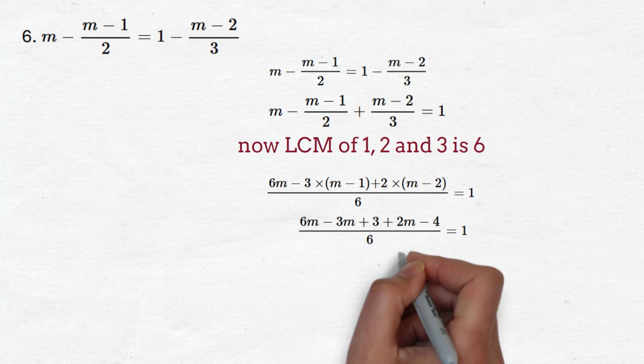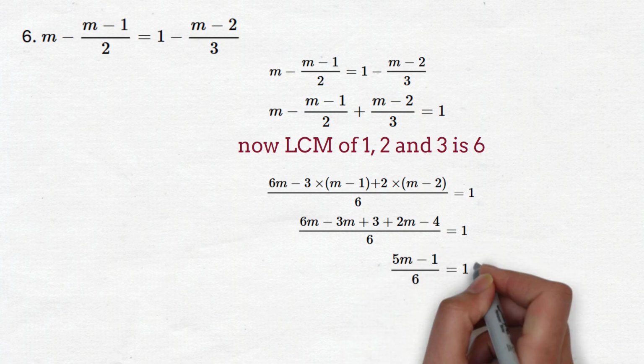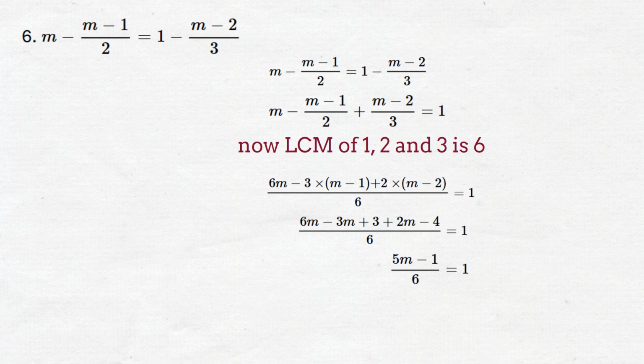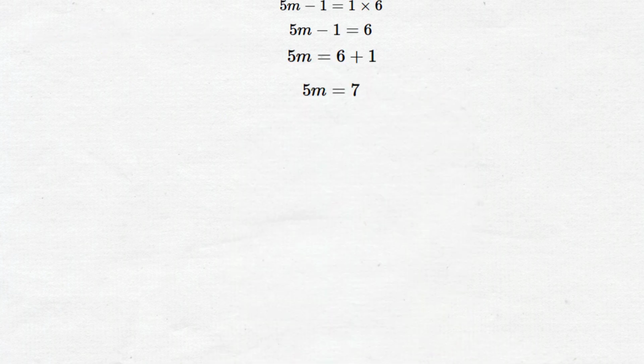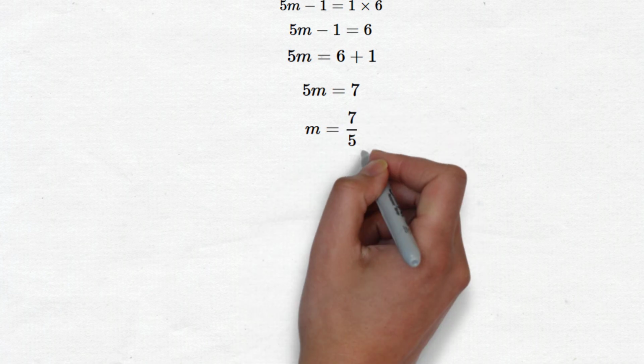(5m minus 1)/6 is equal to 1. 5m minus 1 is equal to 6. 5m equals 6 plus 1. 5m equals 7. m equals 7/5. Therefore, the value of m is 7/5.